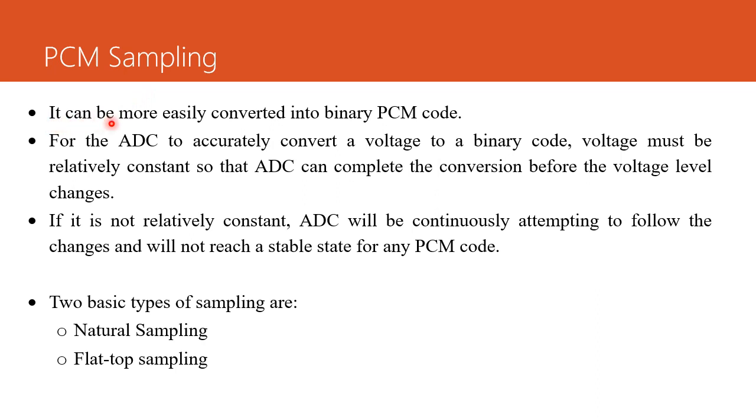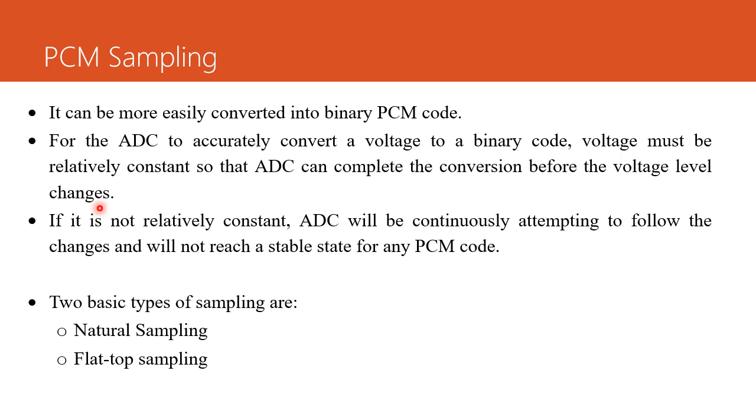So it can be more easily converted into binary PCM code. For the ADC to accurately convert a voltage to a binary code, the voltage must be relatively constant so that the ADC can complete the conversion before the voltage level changes. In the PCM transmitter, we have seen that the analog signal is given to a bandpass filter, then to a sample and hold circuit, and then we have the analog to digital converter.